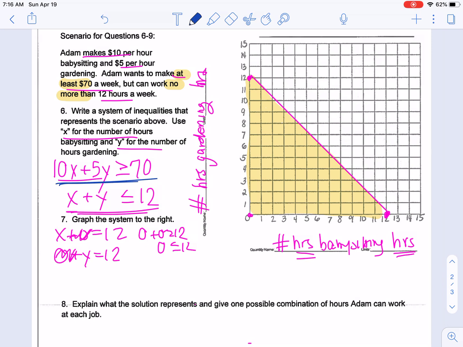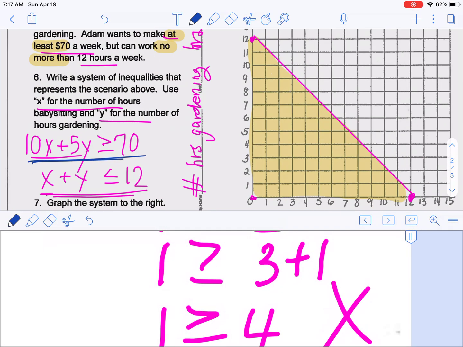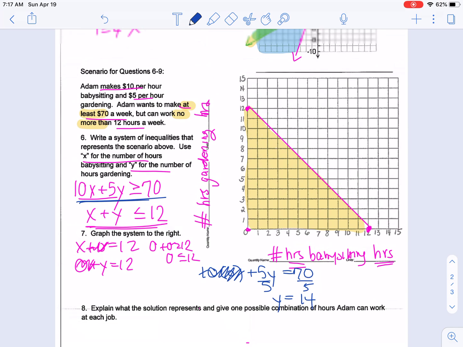So let's find our intercepts. Let's find the y-intercept first: 10 times 0 plus 5y is equal to 70, because again, we want that exact value. 10 times 0 goes away. When I divide 70 by 5, I get 14. There's my y-intercept.